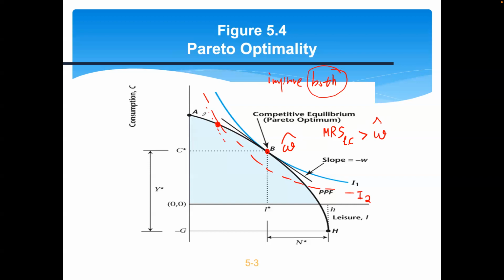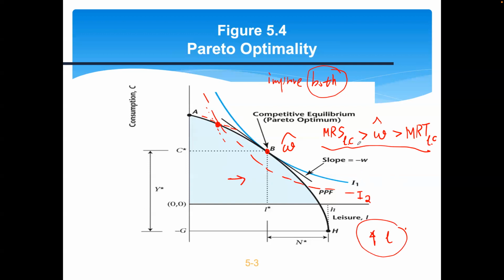But similarly, you can draw a tangent line around here for this PPF. This gives you the marginal rate of transformation between leisure and C. So this is less than W star. Now what does this mean? At this dot, if we push in this direction, meaning we increase leisure, this is going to make both the consumer and the firm better off.